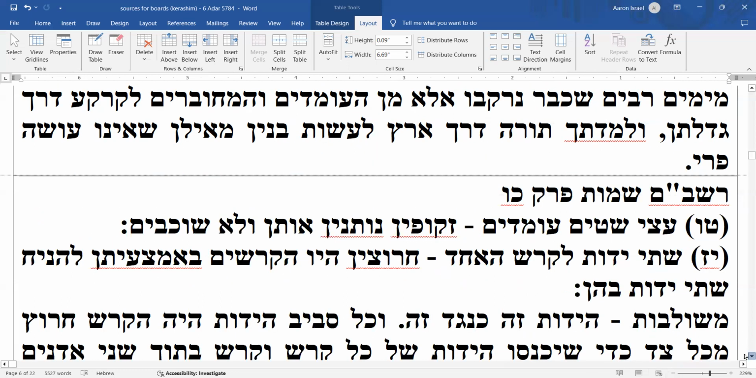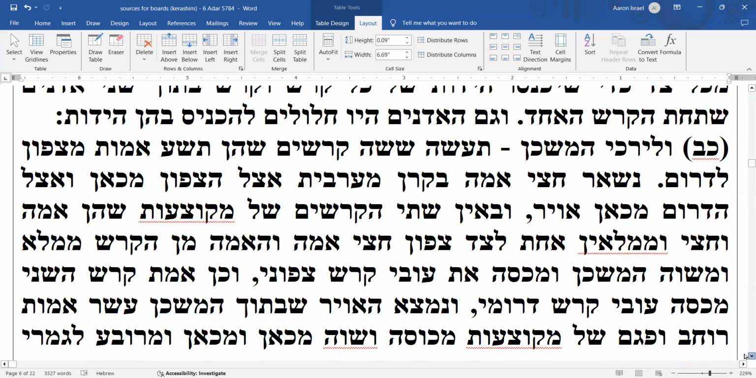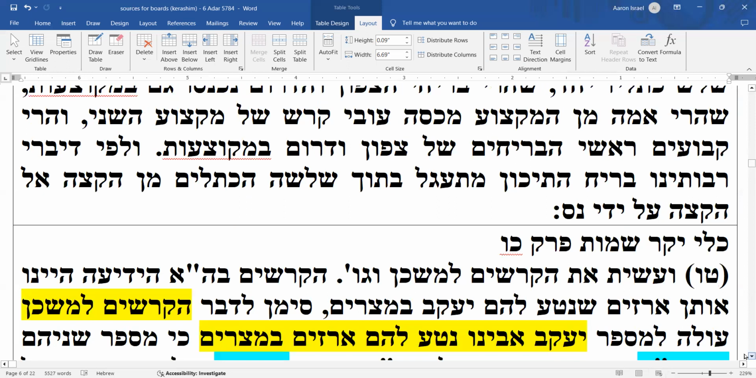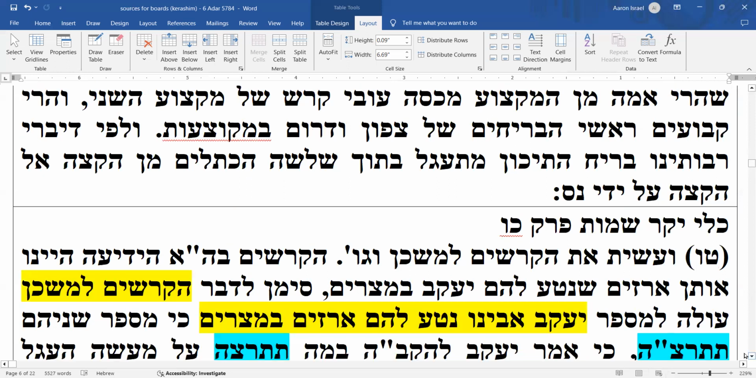Okay. I'm going to skip this also. I'll get to Klei Yakar here very briefly. Now, Klei Yakar again quotes the same midrash that Rashi quotes that we had before, Kerashim Behei Hayidiyah. He's saying basically the same question Rashi has: why the Kerashim? These are the same arazim that Yaakov planted in Egypt for them.